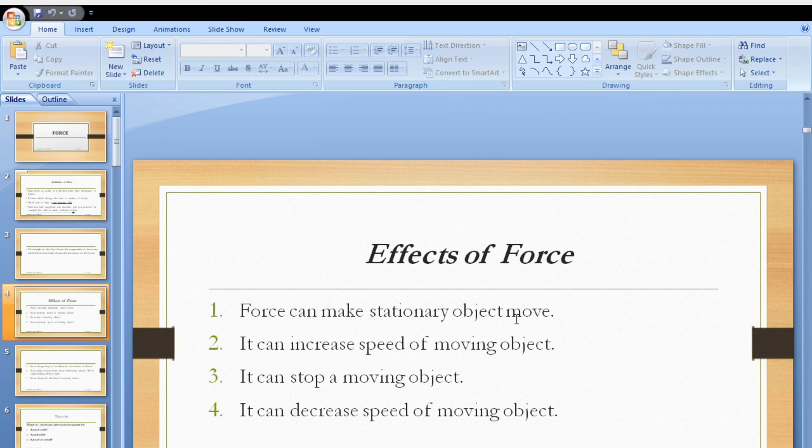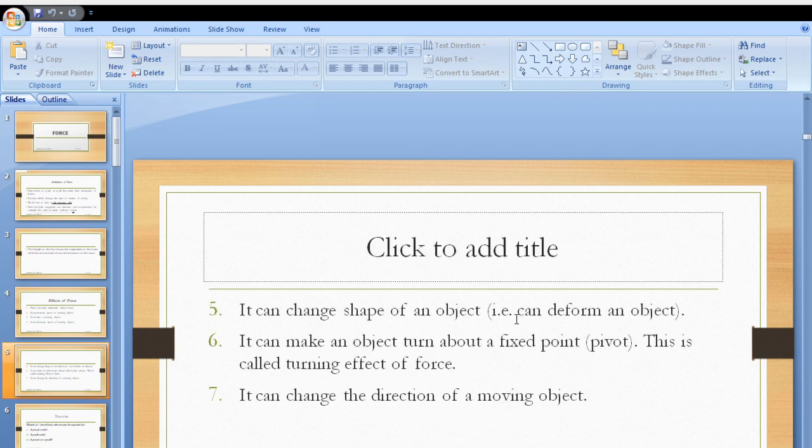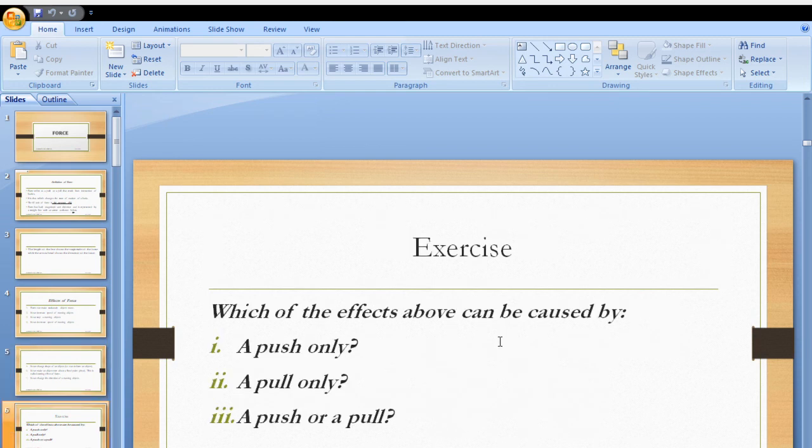It can increase the speed of a moving object. It can stop a moving object. It can decrease the speed of a moving object. It can change the shape of an object; we call it, it can deform an object. It can make an object turn about a fixed point. It is called the turning effect of a force. We will study it in Form 2 as a topic, turning effect of a force, and we will see how forces can cause turning effects. Force can also change the direction of a moving object.